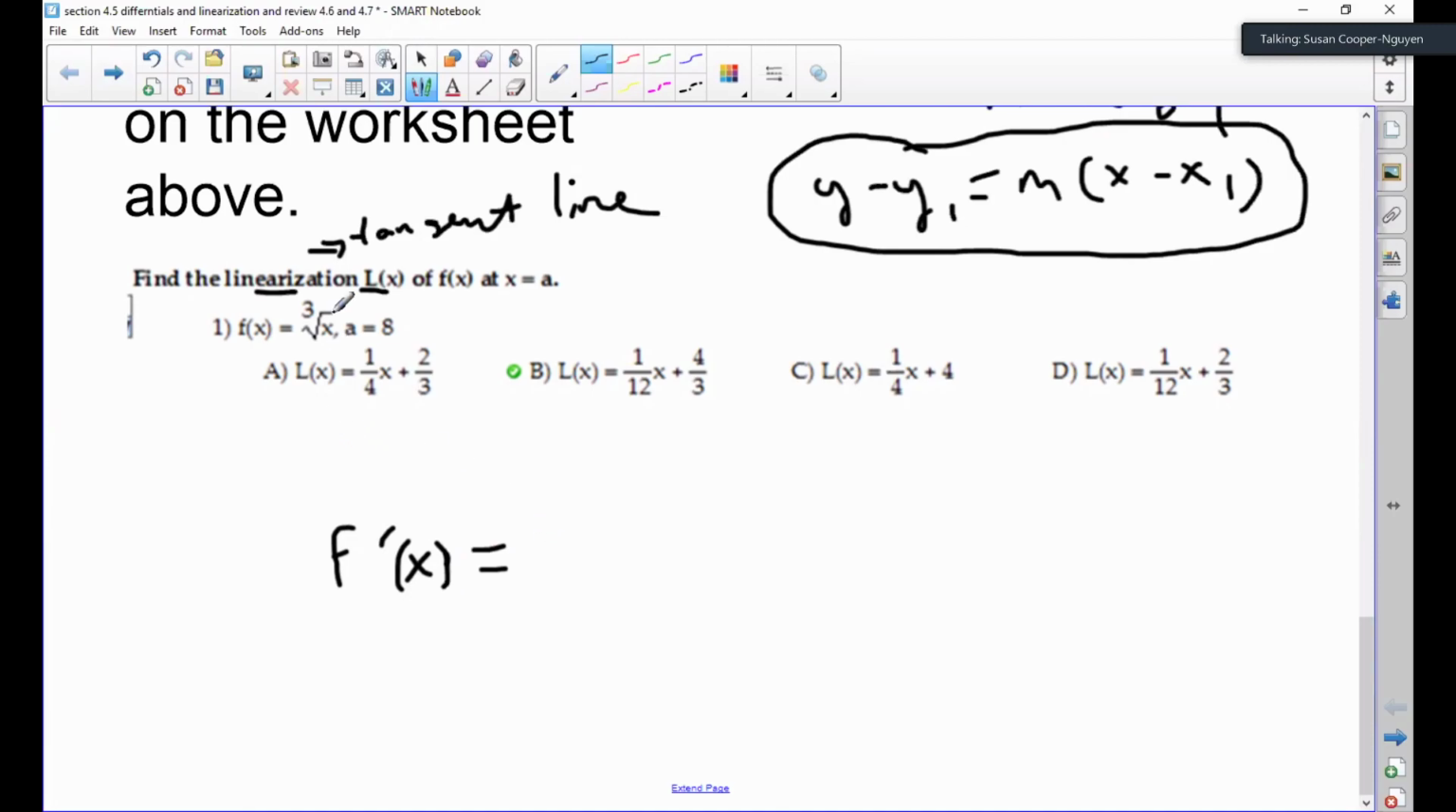So we know the derivative of this function. I know you guys are all good at derivatives by now. So that's going to be 1/3 x to the negative 2/3. I know we got to get our mind moving again. So the derivative of this function is here.